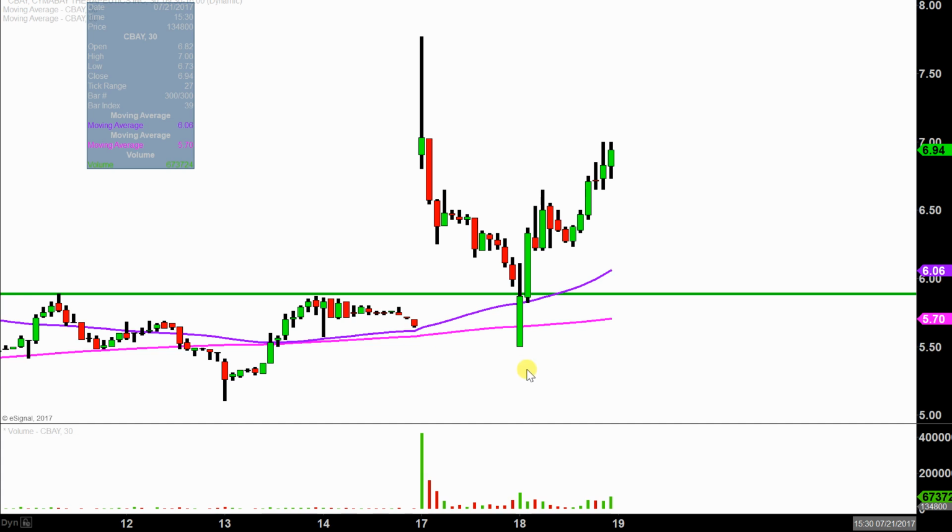As far as levels of support, $5.90 still remains that key overall area of support. Again, I'm not going to beat the dead horse on why that's the case. If you're curious, you can just go back and watch the video from the 17th. But that's still the overall level of support.